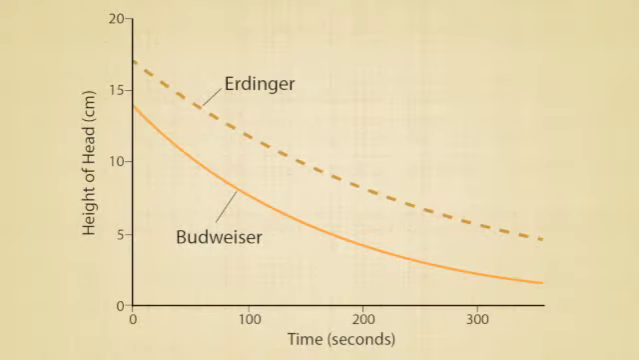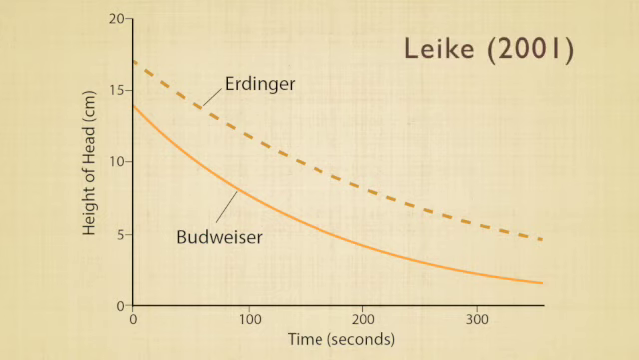Believe it or not, people have actually studied this. Here you see some results from a study that compared several types of beer for the rates at which the heads declined. As you can see here, right after the pouring, the Erdinger beer had a higher head than did the Budweiser. The Erdinger's head also took longer to decline in height. Notice that in both cases, the decline is not linear. Instead, it's exponential, with faster decline in the first few seconds and very slow decline after about 200 seconds.